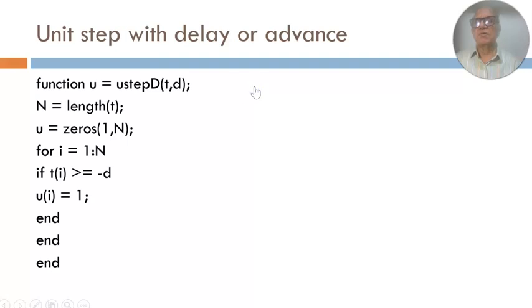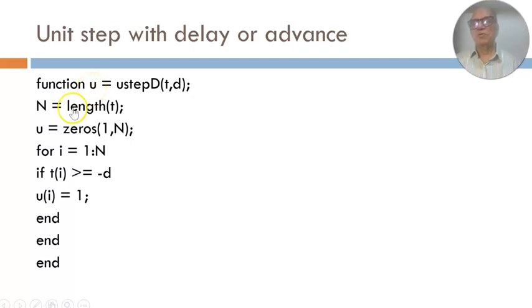So let's first look at the function for the unit step. Now in this case, note that for unit step, you don't need the third parameter as the input because there is no such thing as a slope here. For ramp, we had a unit slope or whatever slope we wanted. But for unit step, it starts at 0 and is constant at 1 for all the other values. So you don't need that parameter at all. So input parameters are T and D. And again, if D is negative, it's a delay. If D is positive, it's an advance.